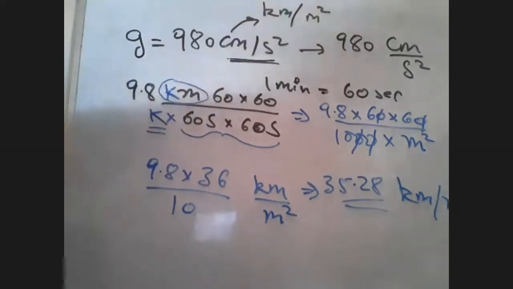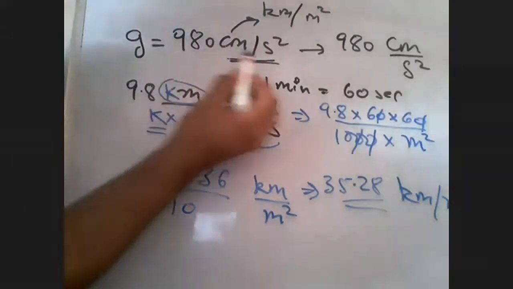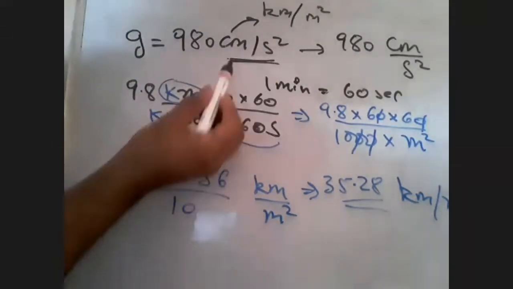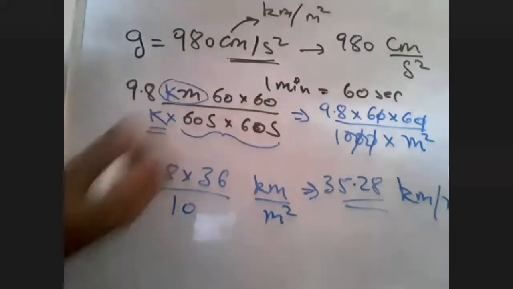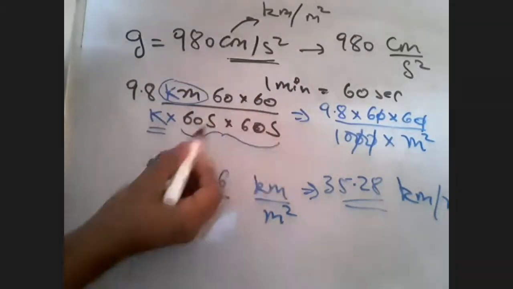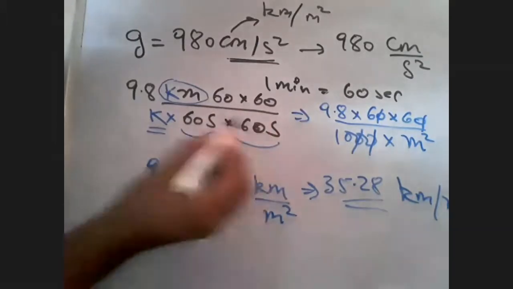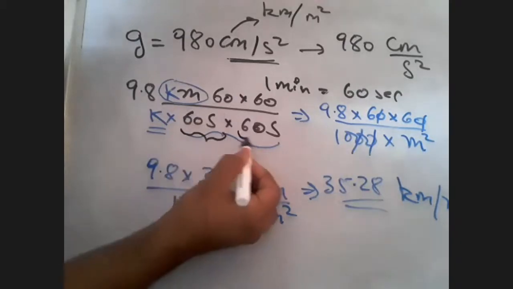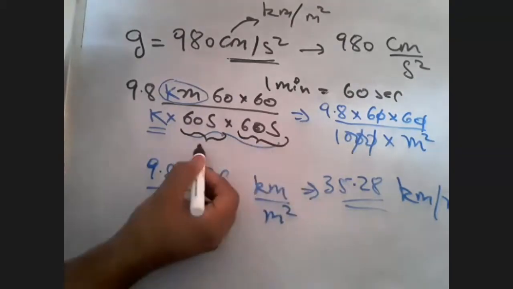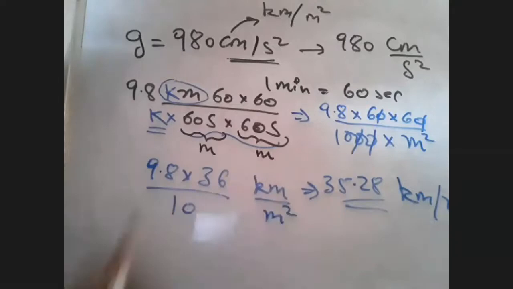I will just repeat how I did it. Look here. This centimeter upon second square is there. My question is telling me to convert it into kilometers upon minute square. All I did was first I took 60 into 60 upon 60 into 60. Now by dividing it by 60 into 60, this one term became minute, so I can substitute this by 1 minute.